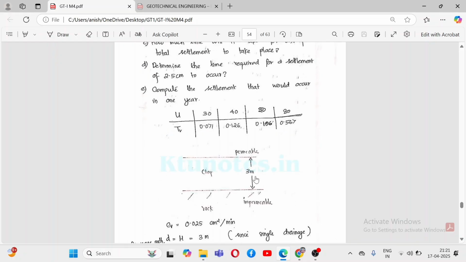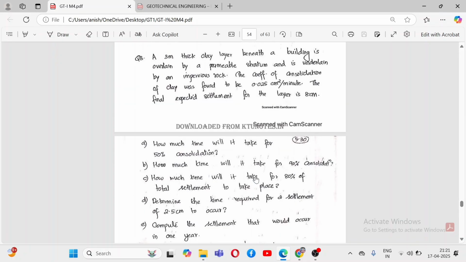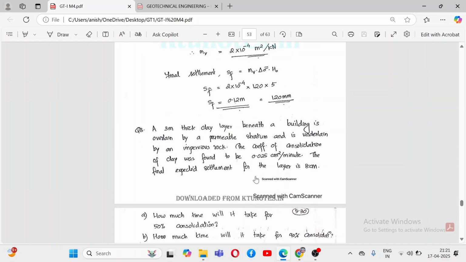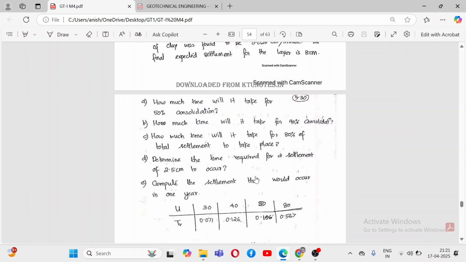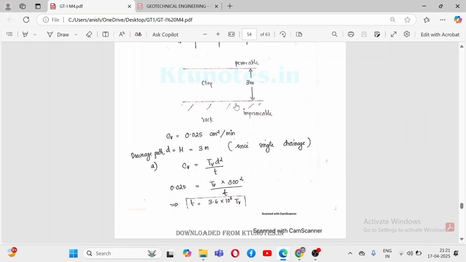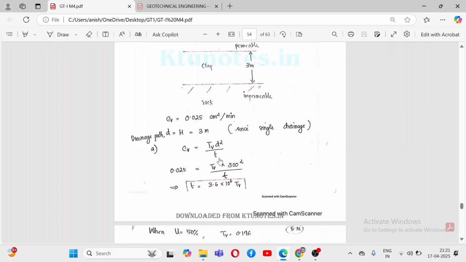Since it is a single layer, we take H as given. Below is the rock, here we have the rock layer, and the upper one is the permeable layer. So it is a single drainage. So CV is equal to TV d square by t. CV is given as 0.025. We have to find TV.